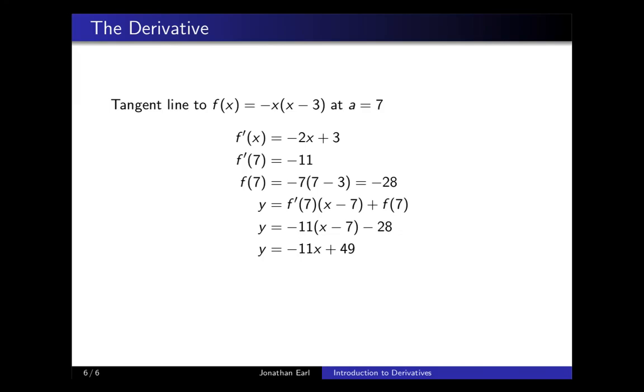Okay, so then we'll finish off here by giving the tangent line at 7. So we know that f prime is minus 2x plus 3. We can evaluate our derivative function at 7 and get minus 11. And f of 7 we could easily find to be minus 28. So our expression for the tangent line is going to be y equals f prime at 7 times (x minus 7) plus f of 7. So then we'll just insert what we just had for f of 7 and f prime of 7. And simplifying it down, what we'd wind up with is y equals minus 11x plus 49.